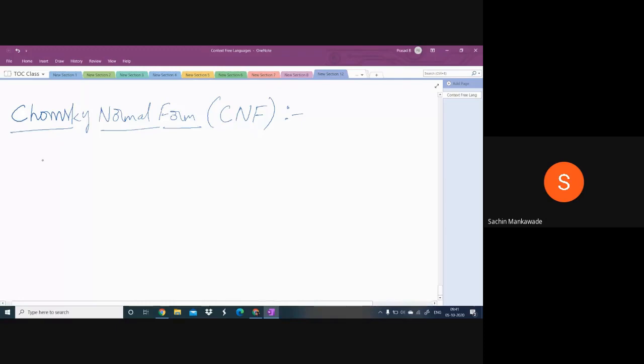Okay. Actually, we are dealing with context-free grammar. In a context-free grammar, every production will be of the form A derives alpha. That means the left side of the arrow will be a single non-terminal and the right side can be anything. It can be any combination of terminals or non-terminals, only non-terminals, only terminals, or any combination of both, or it can be epsilon.